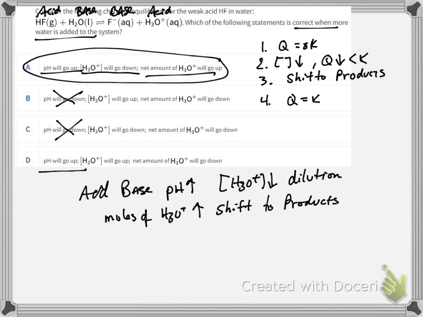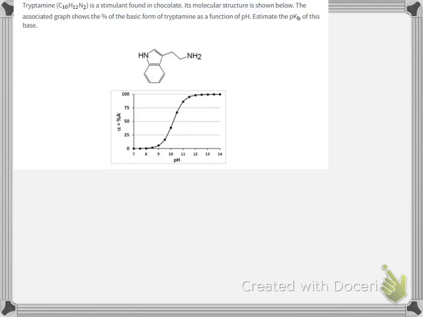pH goes up because we added a base. That's how water's acting. H3O+ goes down because we're diluting H3O+, diluting all the concentrations, and H3O+ goes up because of the shift.